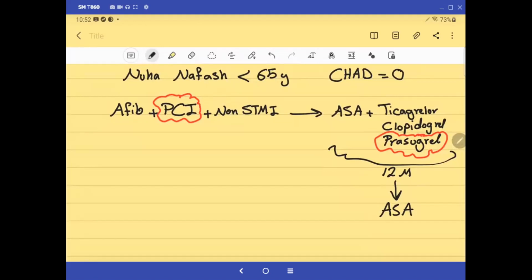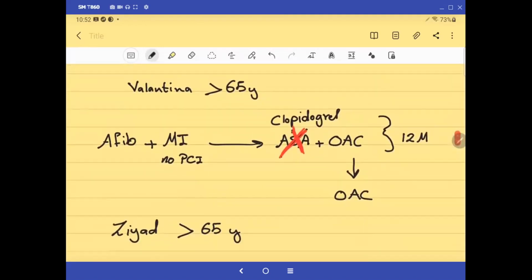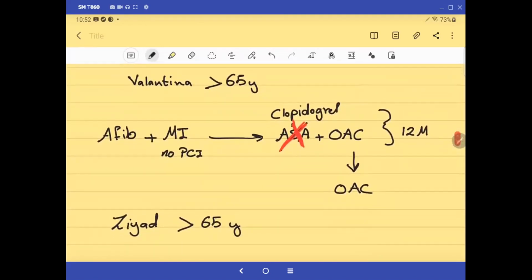The other group was the same group of atrial fibrillation with a STEMI or non-STEMI, but the age is 65 or more. Valentina represents the person who has no PCI, and in her case, she took the oral anticoagulant plus clopidogrel for 1 year, and after 1 year, she stopped that clopidogrel and stayed on oral anticoagulant.